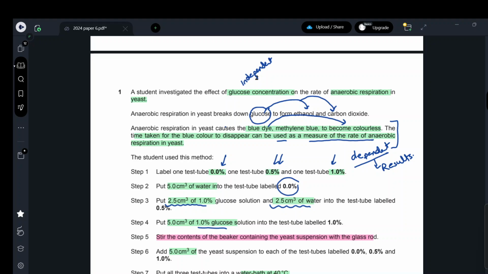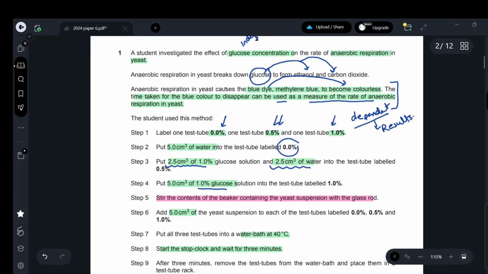Three concentrations. Okay. Stir the contents containing the yeast. I highlighted this. So, of course, there will be a question on the stirring part, and we answered it before. Every time he asks you about the stirring, why do I stir inside the beaker? Because for even distribution, I want the yeast cells and the glucose to be evenly distributed in the cup or in the test tube to react together.